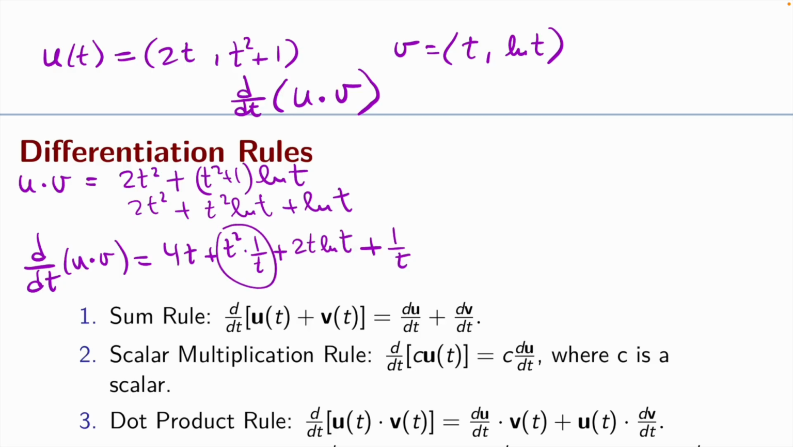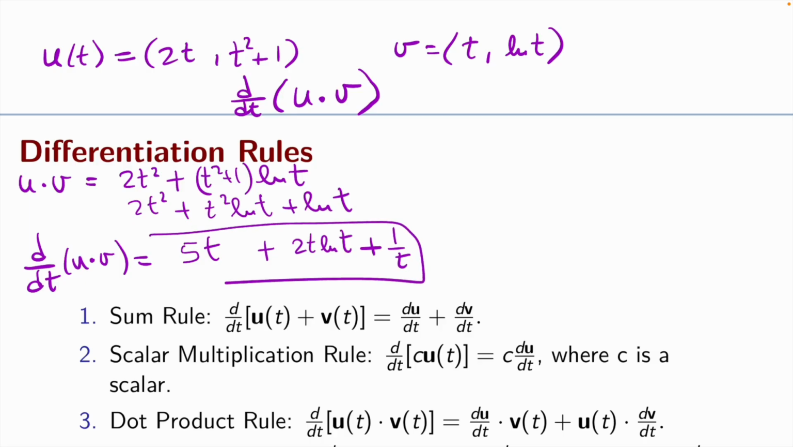We can simplify here t squared times 1 over t. We can simplify this, and this will be equal to just t. And now here 4t plus t, this is just 5t. So this is then the derivative of the dot product.